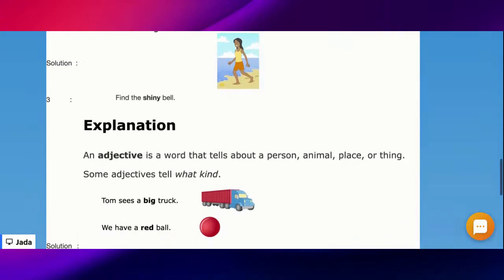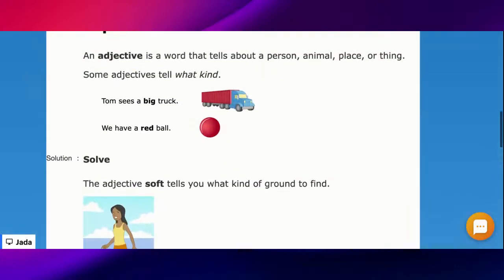It says to find the shiny bell. So if you're asked, what kind of bell would you be looking for? Is it the dark bell? Is it the shiny bell? You have a hint as to what you're looking for because it says find the shiny bell. If the bell is not shiny, that is not what you're looking for. It's totally different.